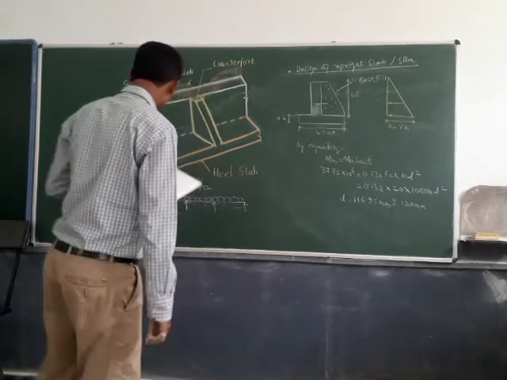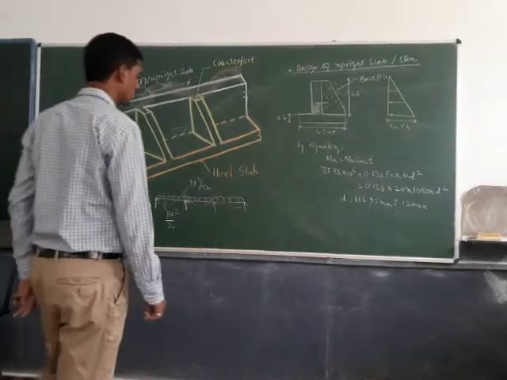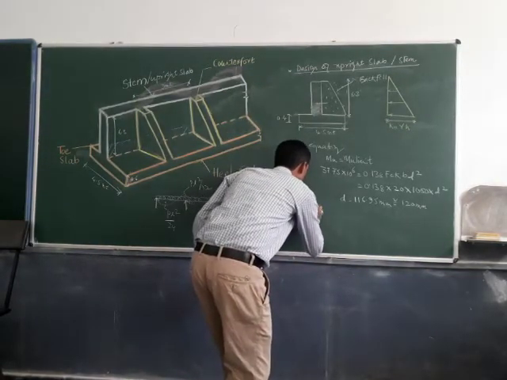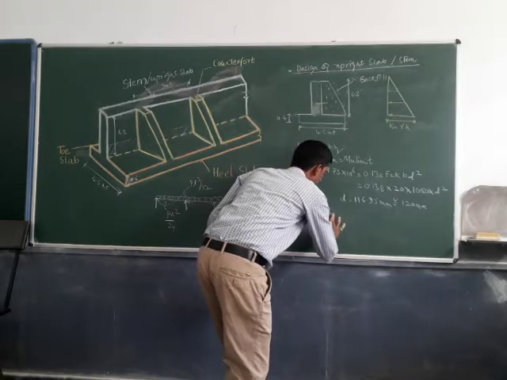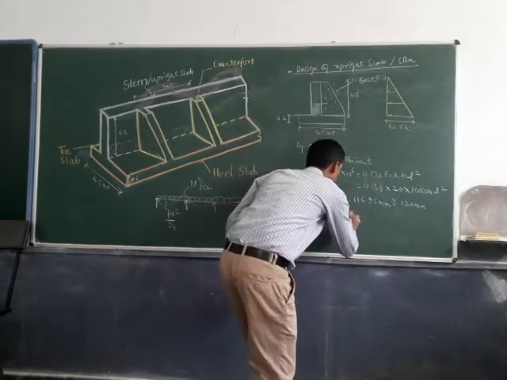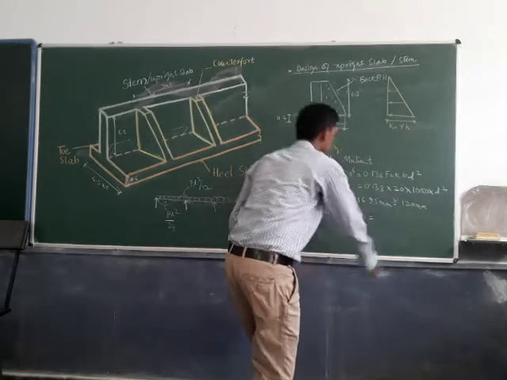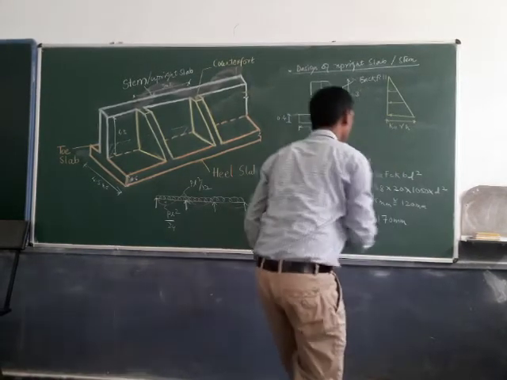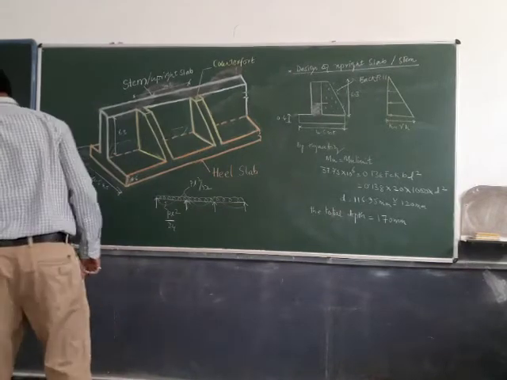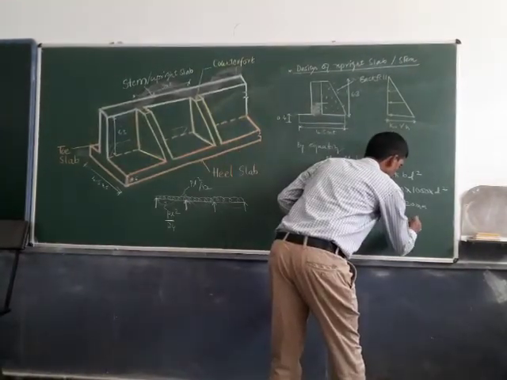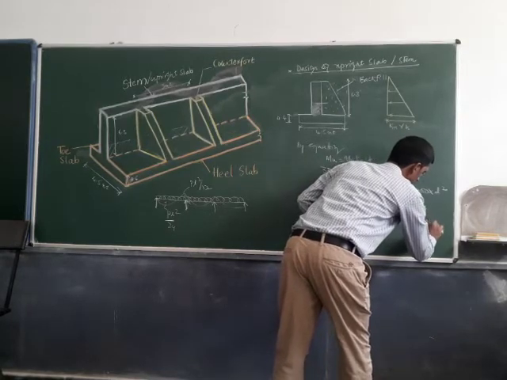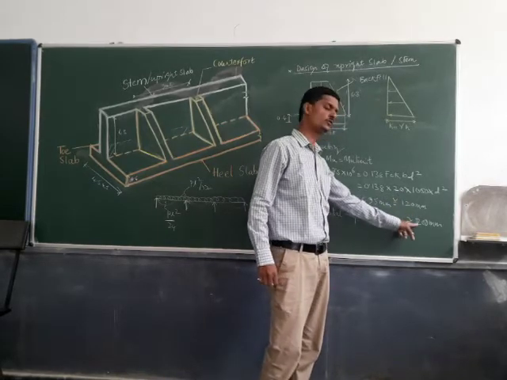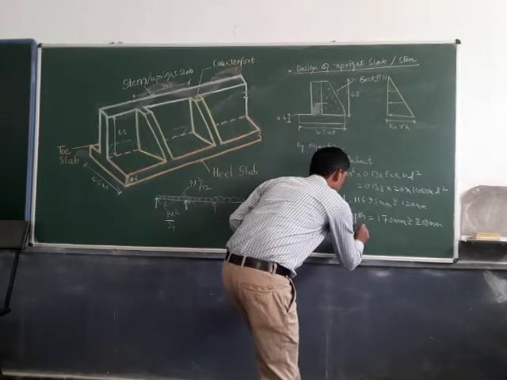Okay. So by assuming 50 mm effective cover, the total depth, by considering the cover, we get this as 170 mm. So again I round off this value to 200 mm. So total depth I got by considering 50 mm cover is 170 mm. So let us round off to 200 mm. Therefore, d will be 150 mm.